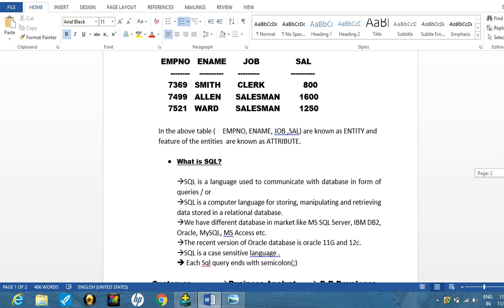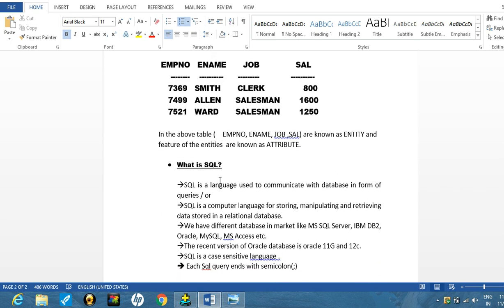So now we'll see what is SQL. What is SQL? There is a difference between SQL and MySQL. SQL is a language and MySQL is a database. Remember this one, many times the question is asked in interviews: what is SQL and what is MySQL. Okay, SQL is a language used to communicate with a database in the form of queries.